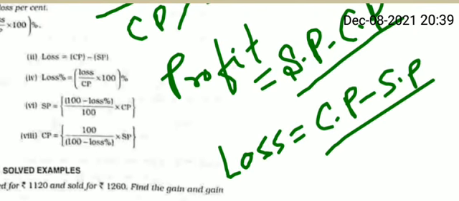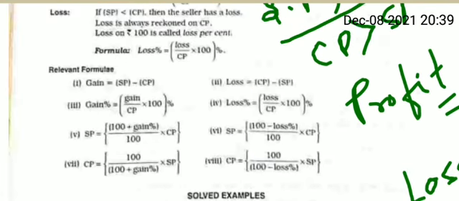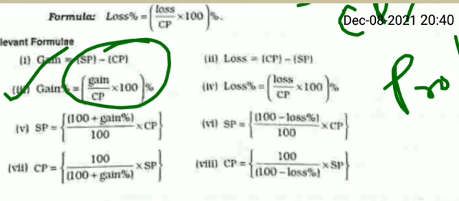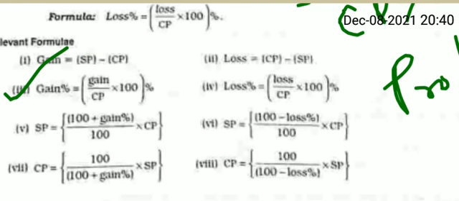Now how can we find out the profit percent and loss percent? There are some formulas. Number 3, gain percent. Profit we can also say as gain. So here gain percent will be gain by CP into 100. Gain by CP into 100, this one. Okay, gain by CP into 100. And in the case of loss percent, we can apply the formula loss by CP into 100. Okay, loss by CP into 100.